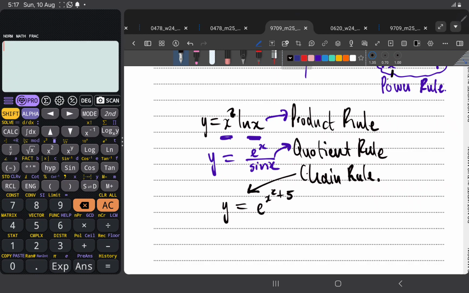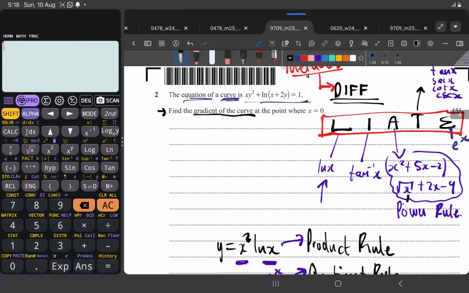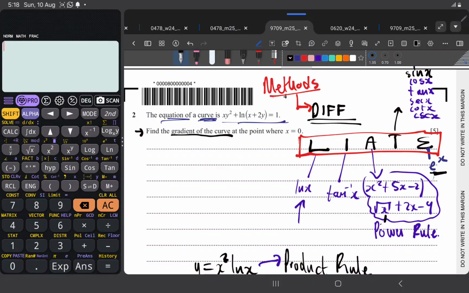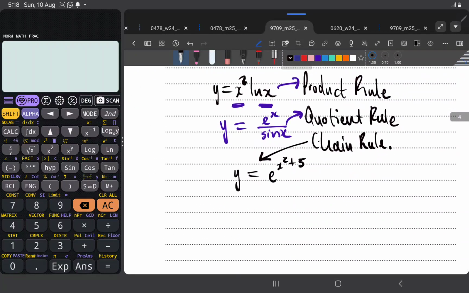You say to me, what do you mean? This is an exponential. I'll say, no! The exponential was e to the x. But now this is e to the something which is not x. It is e to the x squared plus 5. That's not x. This is now a composite function. As long as you see something which is not x, wake up. That's a composite function, and you have to use the chain rule.